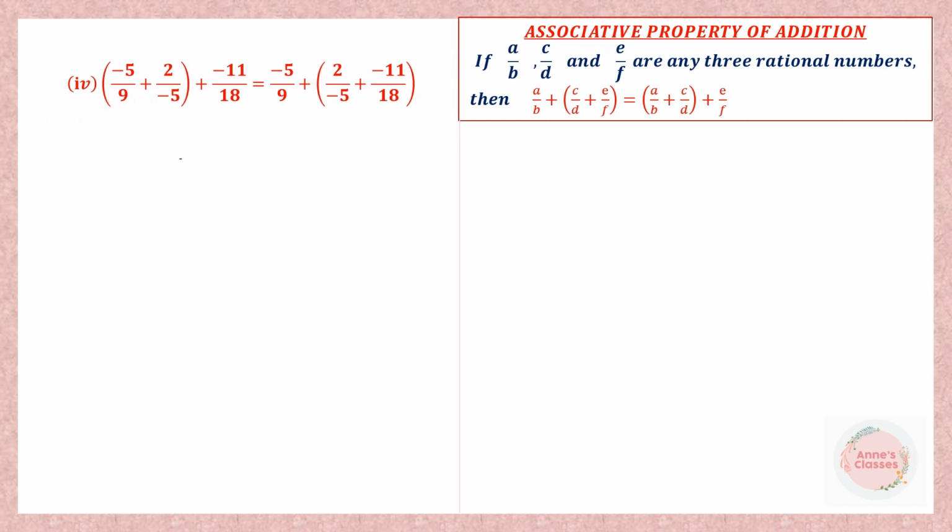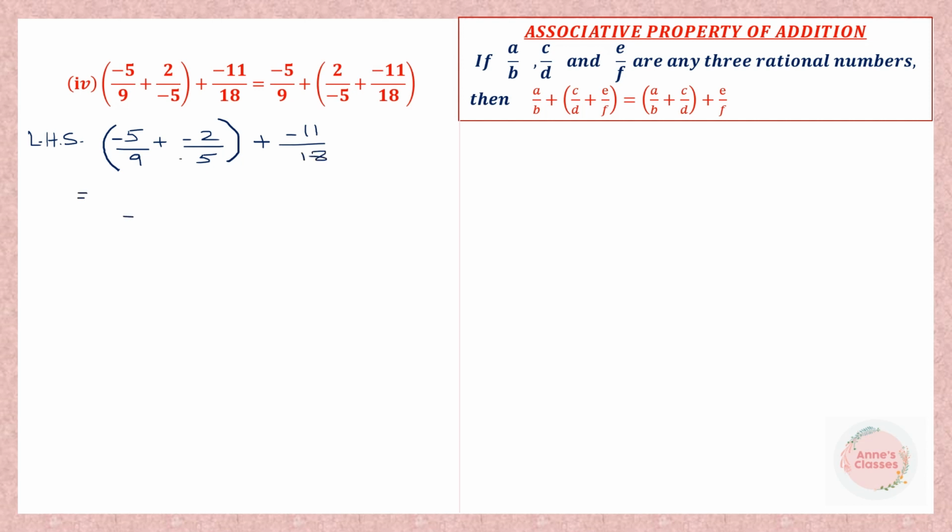So on the left hand side, we have in the first group minus 5 by 9 plus 2 by minus 5. So here the denominator is negative. We're going to transfer that negative sign to the numerator. So what will we have here? We will have minus 5 by 9 plus minus 2 by 5. So now both the denominators are positive. So this is the group. Now once you find the sum of that, you must add it to minus 11 by 18. So let's work on this.